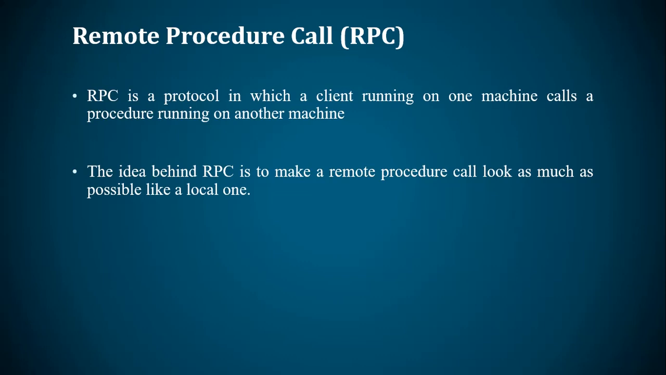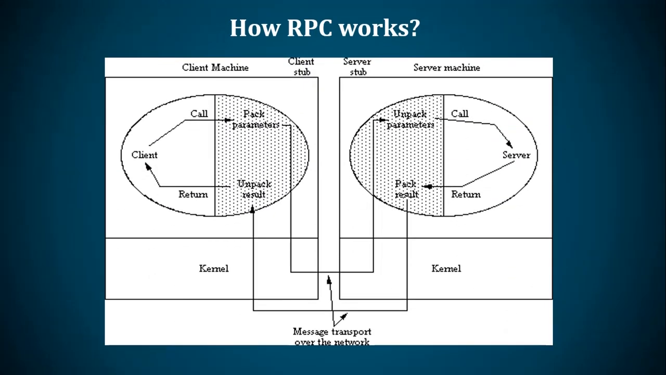So, in this diagram, we are going to understand how basically RPC works. In any RPC architecture, we have 5 components. First one is client, second is server stub, third is client stub, fourth is RPC runtime, and fifth is server.